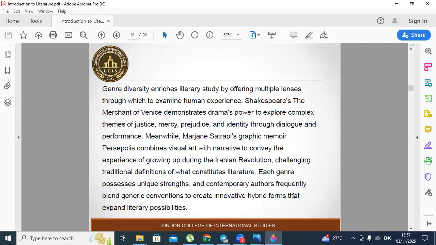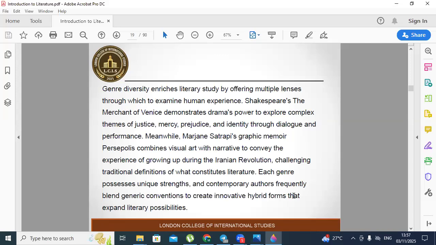The visual oppression of mandatory veiling, the dark propaganda images of revolutionary Iran, the contrast between public conformity and private rebellion. This work challenges traditional definitions of what constitutes literature.